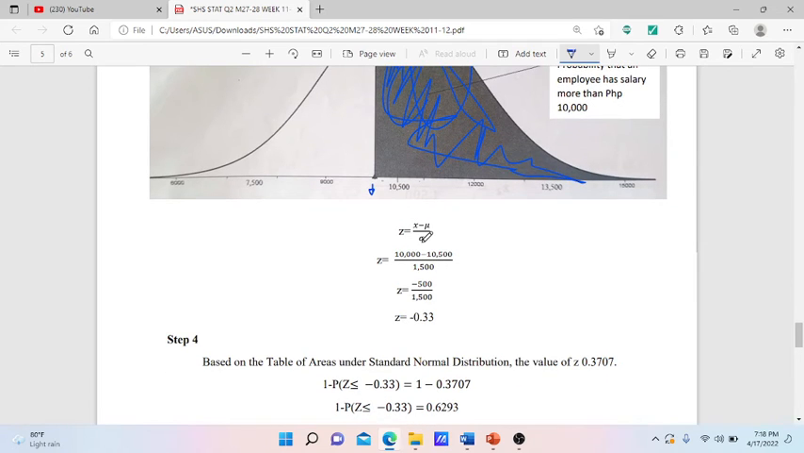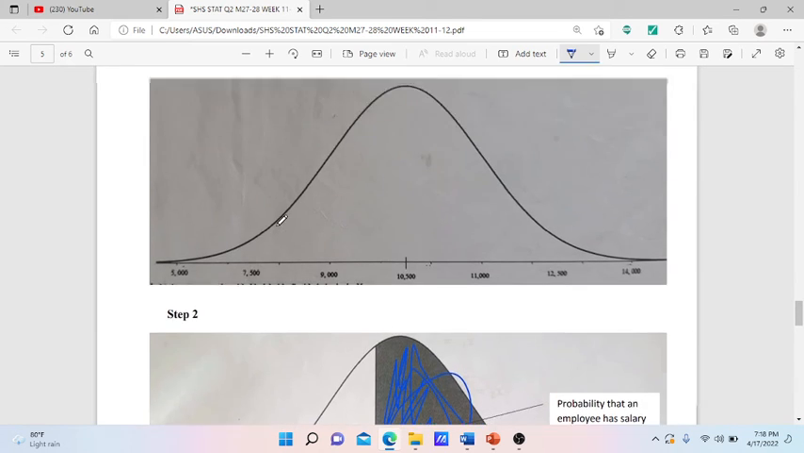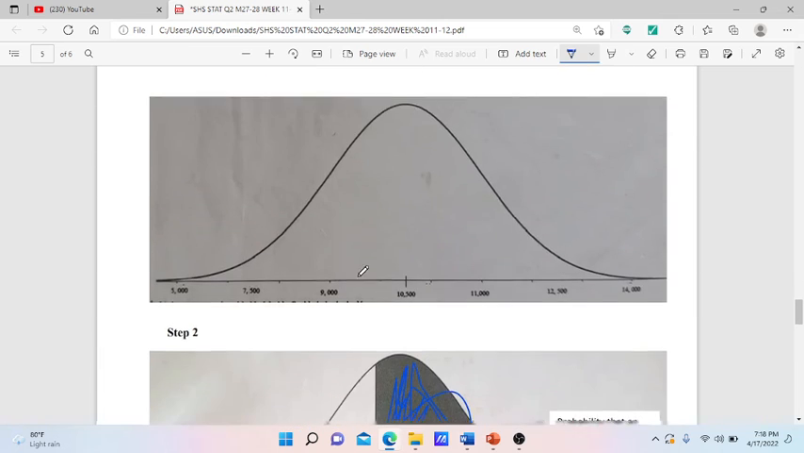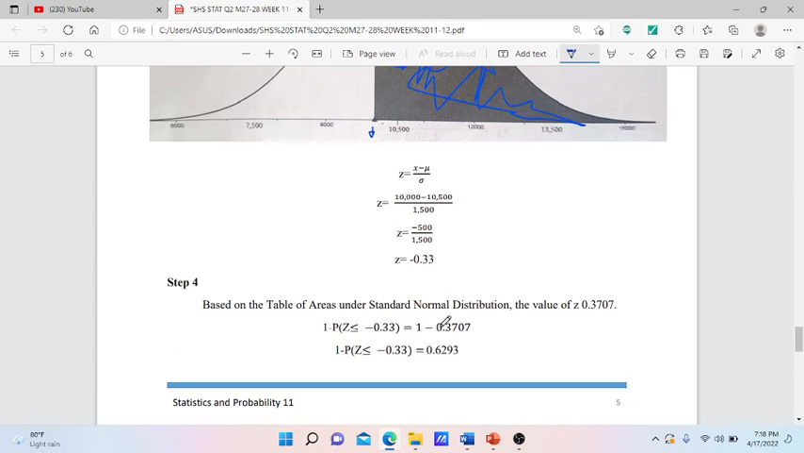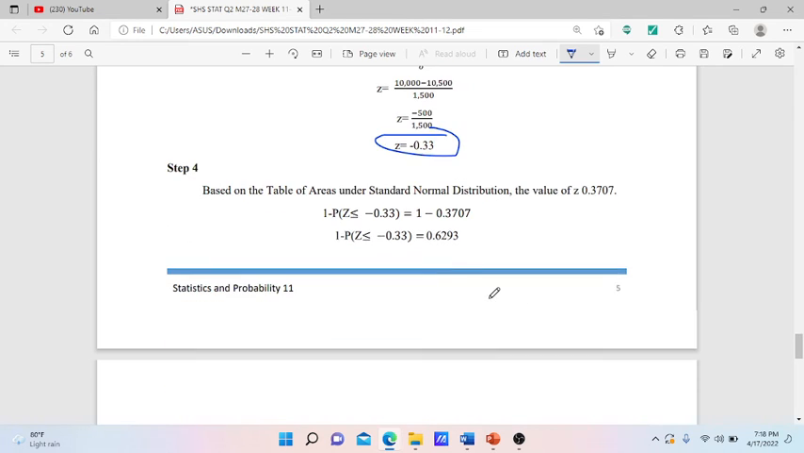Okay, so using the formula, z equals x minus mean divided by standard deviation. So x is 10,000, minus mean, which is 10,500, divided by 1,500. So 10,000 minus 10,500, we have negative 500. Then divided by 1,500, negative 0.33. Then after that, we have the z-score. So just find the area under the normal distribution for this z-score.